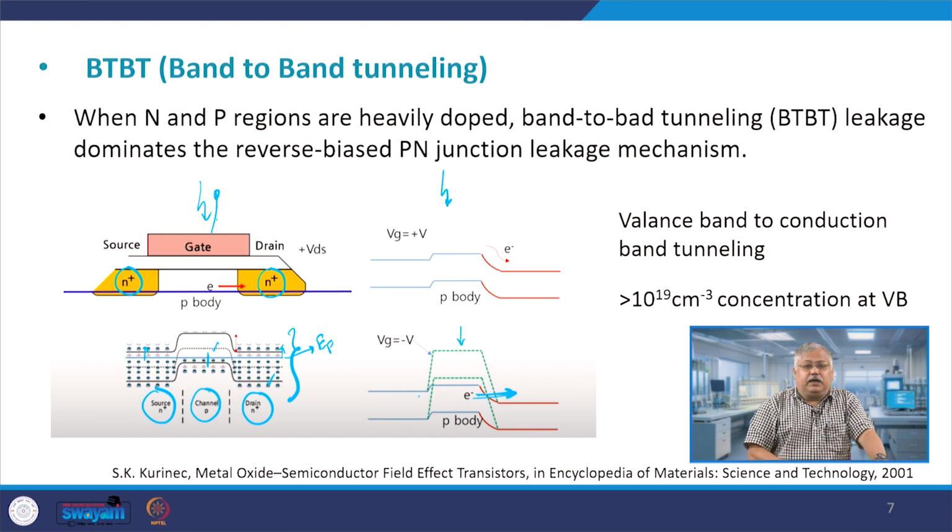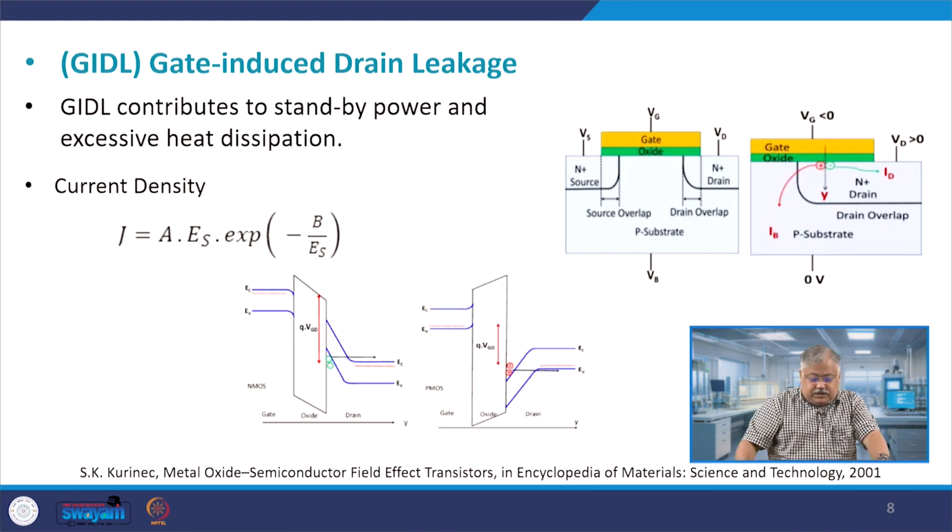This is known as band to band tunneling. And another example of GIDL is this one, where we have shown you the current density because of GIDL. The major contribution of GIDL is that the off state power leakage, or the standby power leakage, is relatively high, and becomes very large in this case.